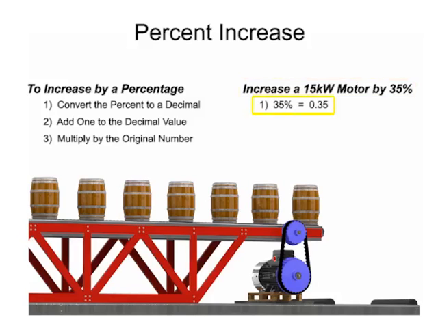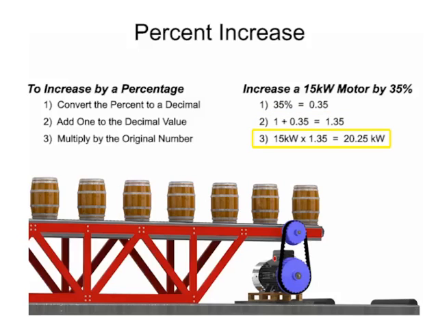First, convert the percentage to decimal, so 35% becomes 0.35. Next, add 1 to the decimal value. 1 plus 0.35 equals 1.35. Finally, multiply this value by the original motor requirement of 15 kilowatts to equal 20.25 kilowatts.